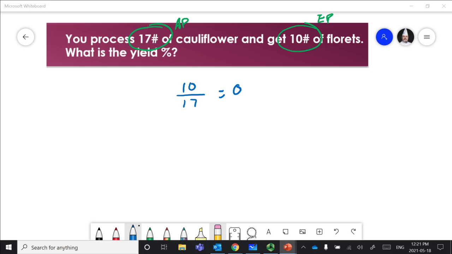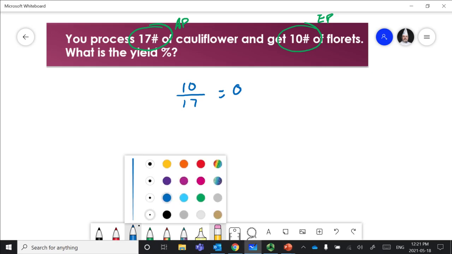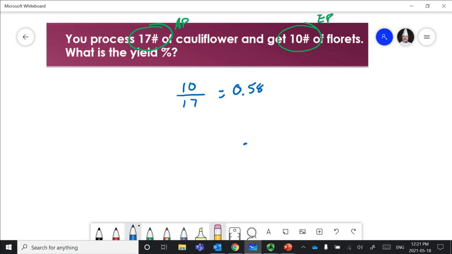0.588, or 58.8%, right? We take that 0.588 and multiply times 100 to get a percentage. So that's how we can visualize that we end up with 58.8%. Out of that case of cauliflower that was 17 pounds, we only had a yield of 58.8%.